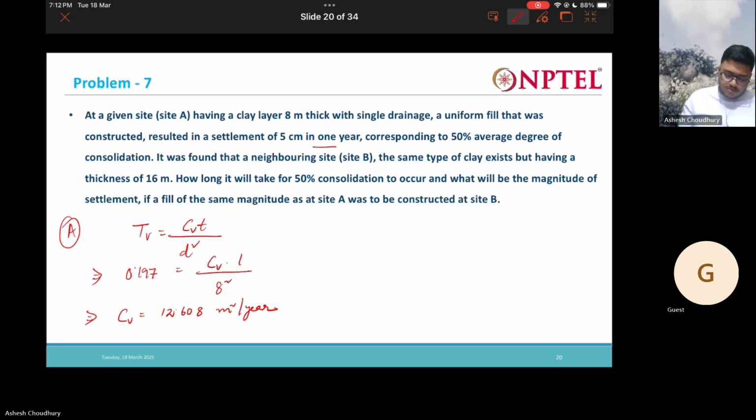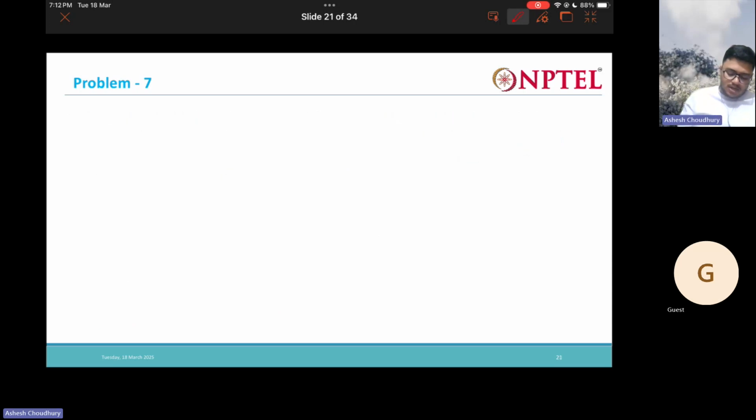Okay. So how to take it? So I have H1 as 8 meter. I have delta H1 as 5 centimeter, and my U1 percent is 50%. Okay. Now let us see for site B.